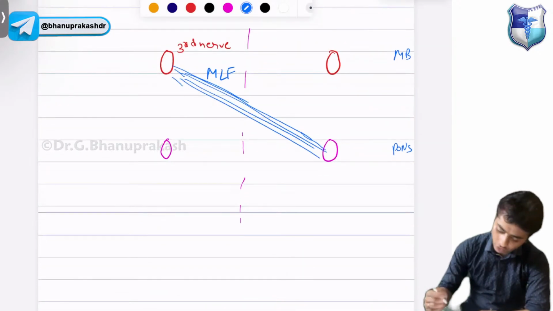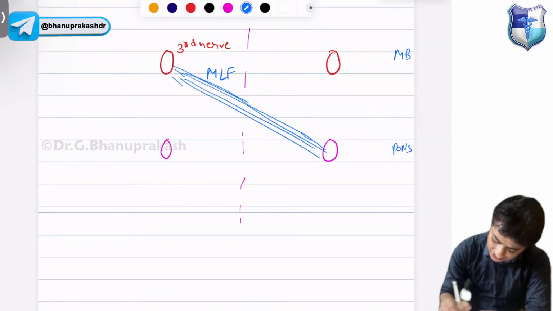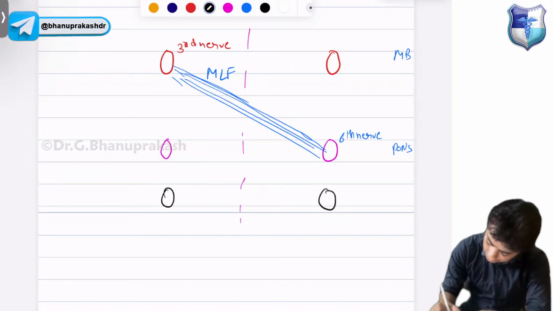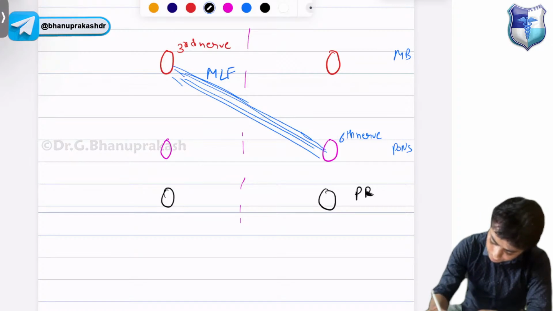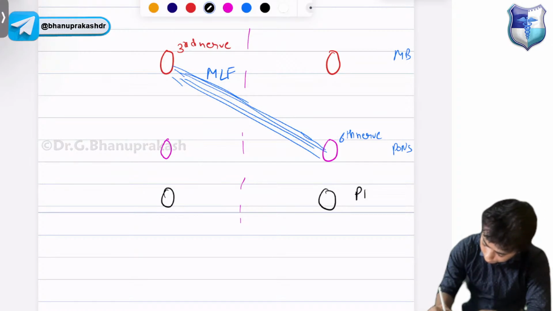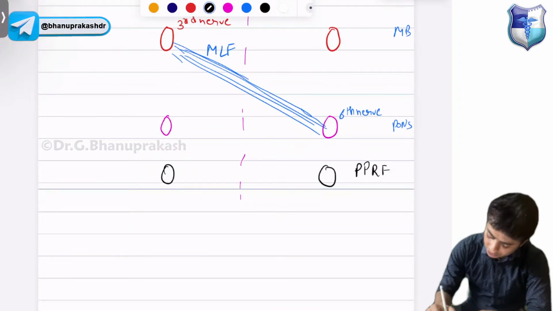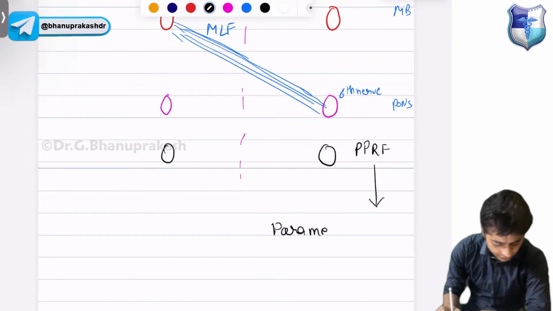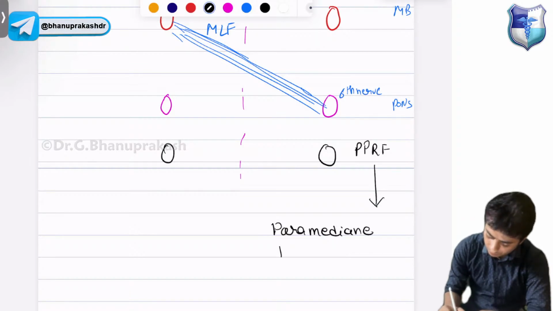Now we all know that in pons there are six nerve nuclei. And here are the PPRF nuclei, also in pons. This PPRF stands for para median pontine reticular formation.